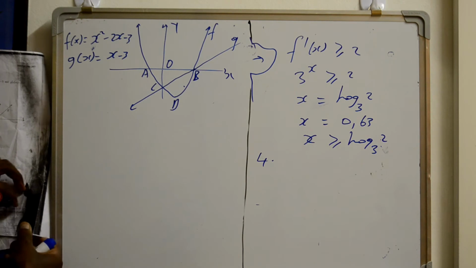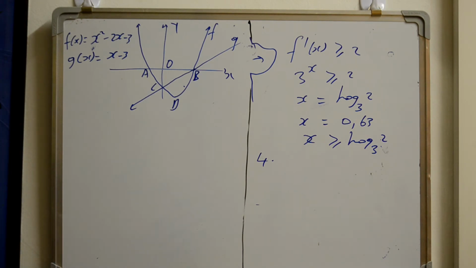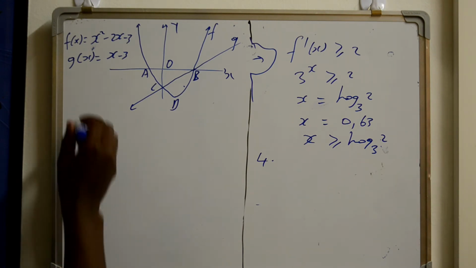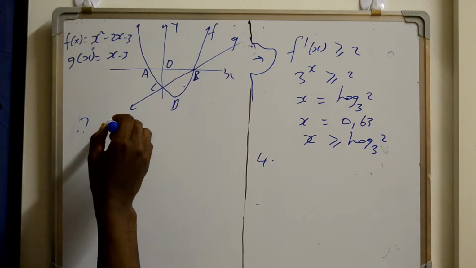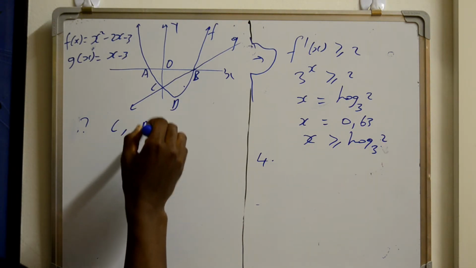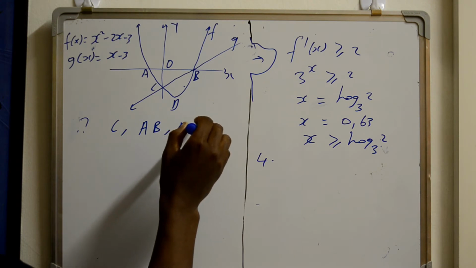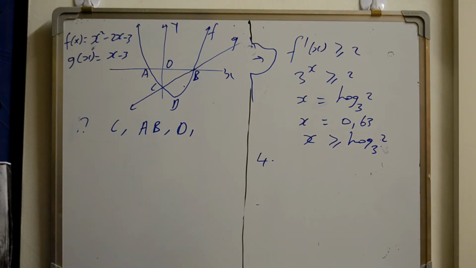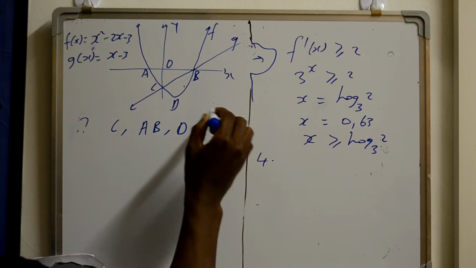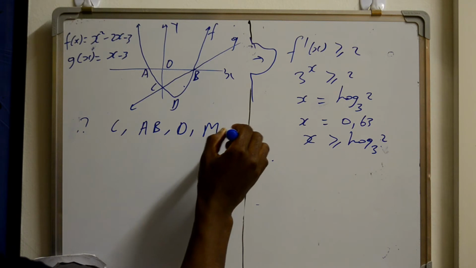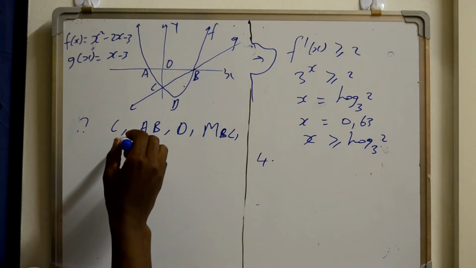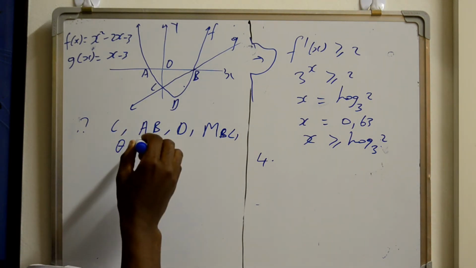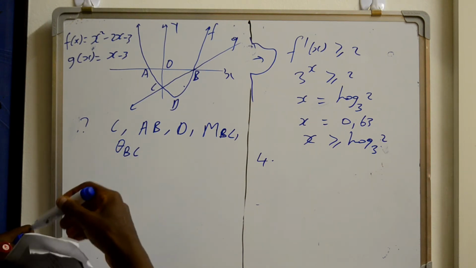These are the questions that come out: first, the coordinates of C, the length of AB, the coordinates of D, BC, the gradient of BC, and also theta BC, that is the angle of inclination of BC.